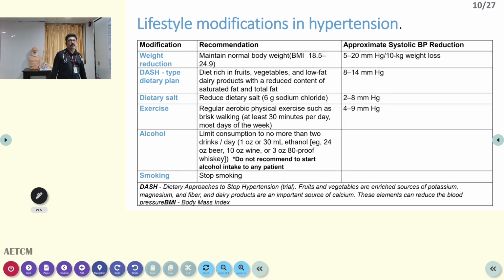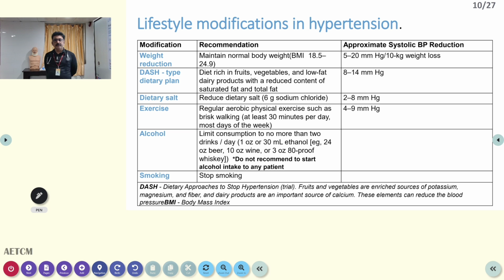That is very important. Now, what are the lifestyle modifications? You can ask the patient to reduce weight, follow the DASH diet, that is, dietary approach to stop hypertension. Dietary salt should be reduced. Here also you should remember there are two types of hypertension: salt dependent hypertension and salt independent hypertension. Some of the patients will respond to your salt control. So that has to be done.